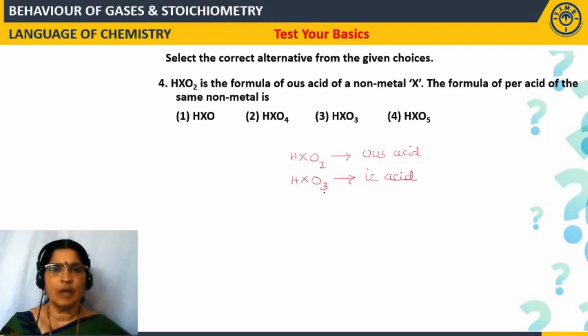Fine. And some non-metals form other oxyacids also, hypoacids and peracids. Hypoacid has a lesser number of oxygens than the ous acid. Then we give the hypo prefix. And peracids are those acids which contain a greater number of oxygen atoms than the ic acid. So we add the per prefix. Fine. So this HXO4 is the formula of the peracid of the same non-metal. So we go with choice 2.